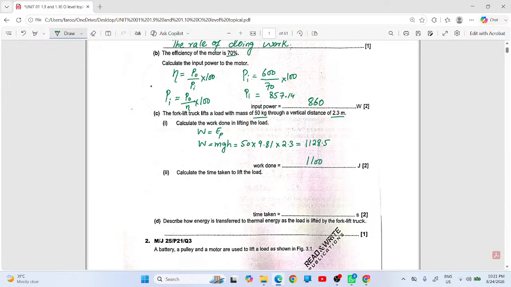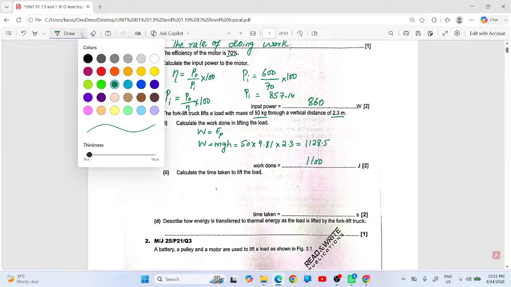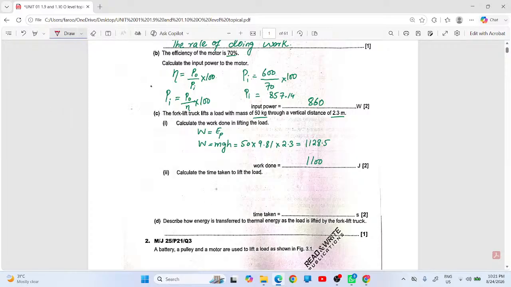Okay, calculate the time taken to lift the load. Time आपने find करना है. पावर गिवन है सर. Which power? कैसे करते हैं? Power equals work over time. Time equals work over power. Work भी गिवन है. Input power लेते हैं, है ना? हाँ जी, 860. So 1100, हम exact values लेते हैं.